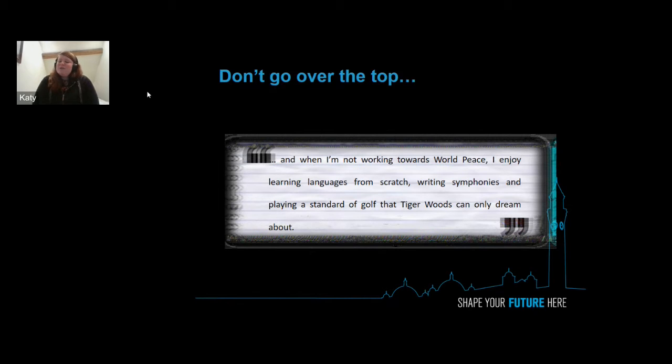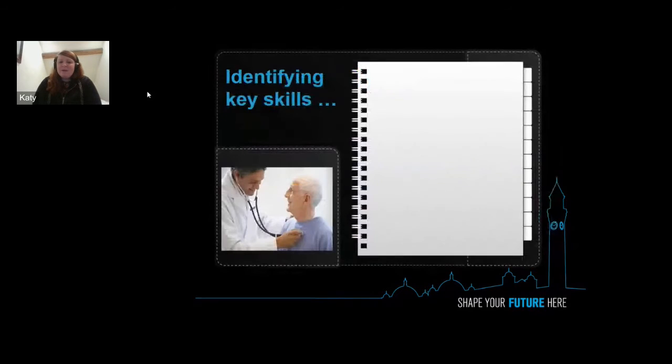There's something, this is quite a funny one here. "When I'm not working towards world peace, I enjoy learning languages from scratch, writing symphonies and playing a standard of golf that Tiger Woods could only dream about." This is not a real one, to be honest, but it's very funny that some students do go in for this kind of thing. This is an opportunity to really sell yourself and blow your own trumpet a little bit, but you need to make sure you're not going over the top, and that it's realistic. We will ask you about these things if you come to interview, and sometimes even if you don't, we may end up talking to you about it when we invite you to visit days, online visit days, campus events and things like that.